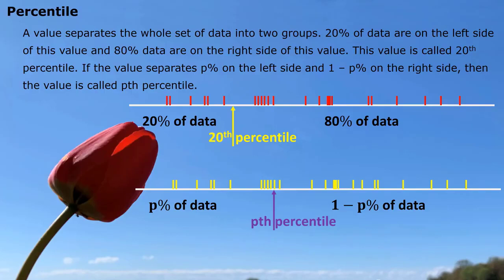Generally speaking, if the value separates p% on the left side and 1 minus p% on the right side, then the value is called the pth percentile, just like both charts showing on the screen. So you can see the 20th percentile is the value that separates the whole data collection into two parts, and the pth percentile does the same thing as well. We just have a different percentage on each side.